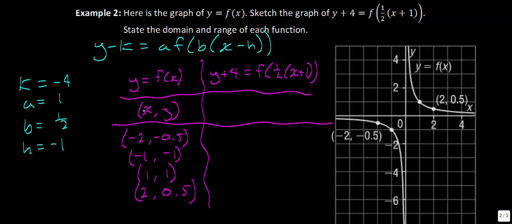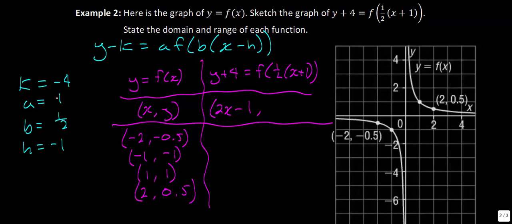So let's start with x. All right, the x coordinate right here. Well, because the horizontal value that we have here for b is 1/2, I know that it's going to multiply my x value by a factor of 2. So I'm going to have 2x, and then I see right here that I'm moving the graph horizontally in the -1 direction, like so.